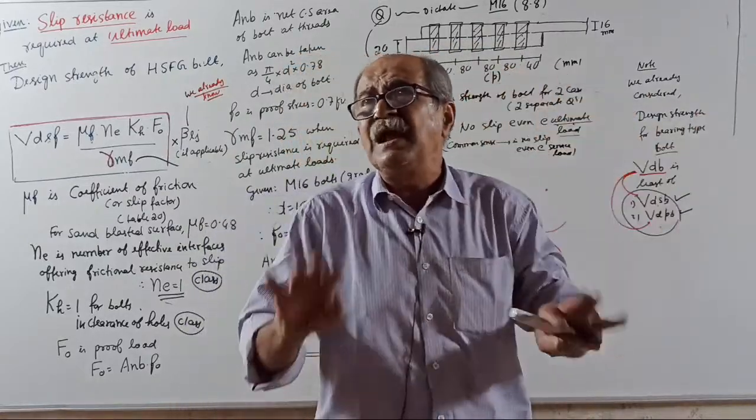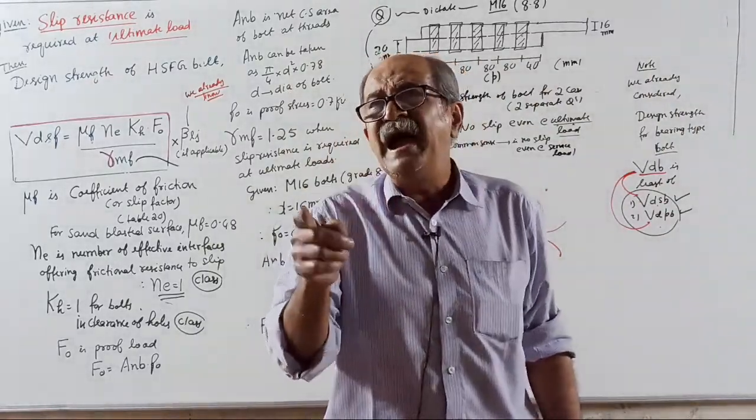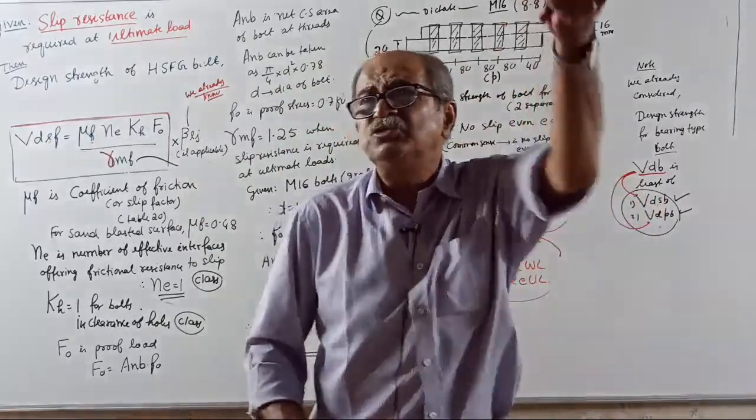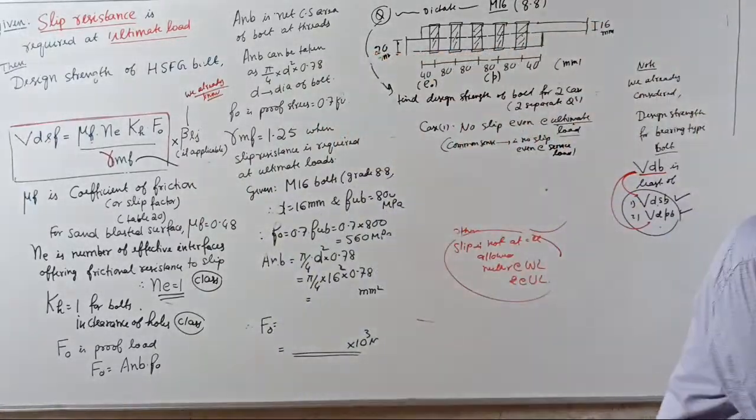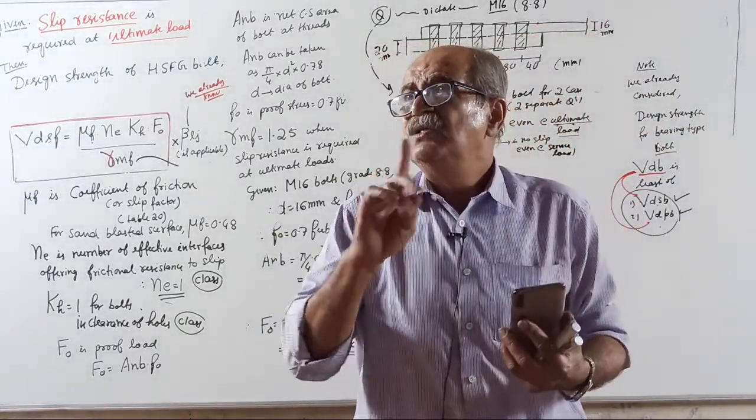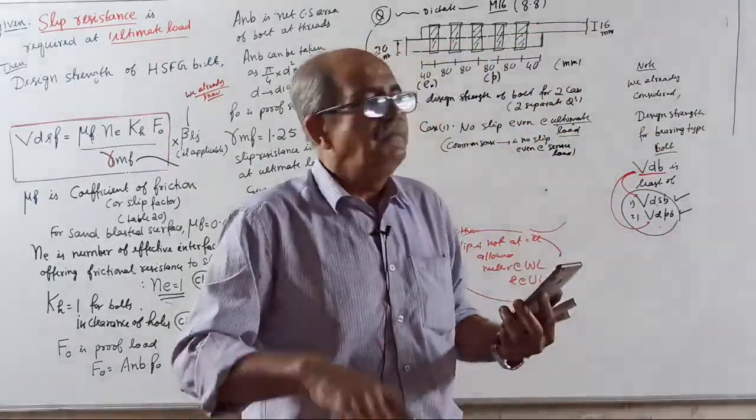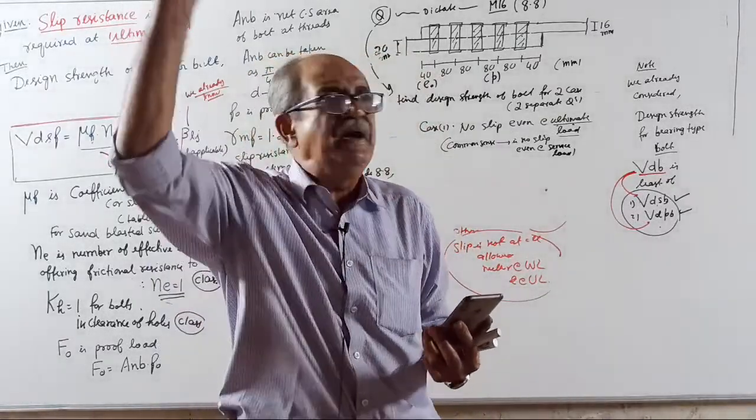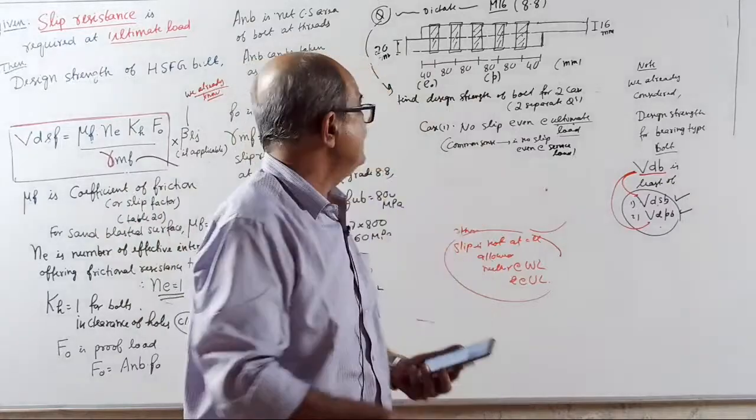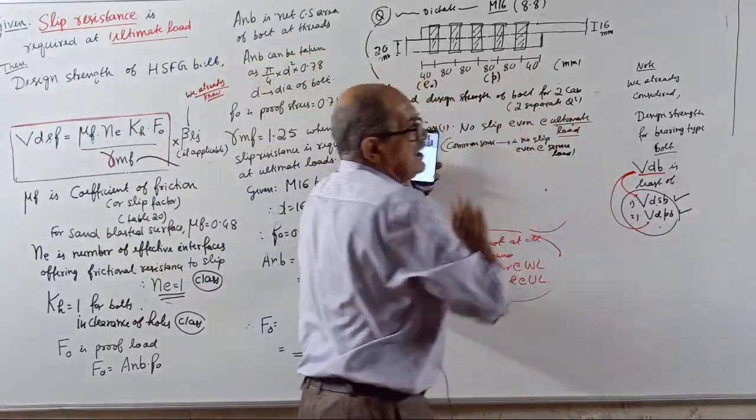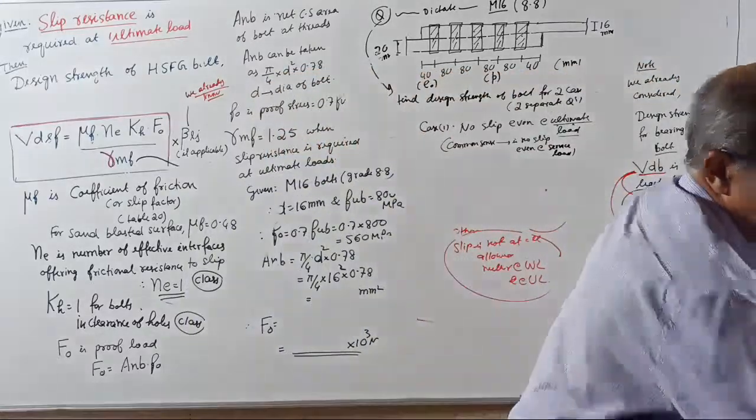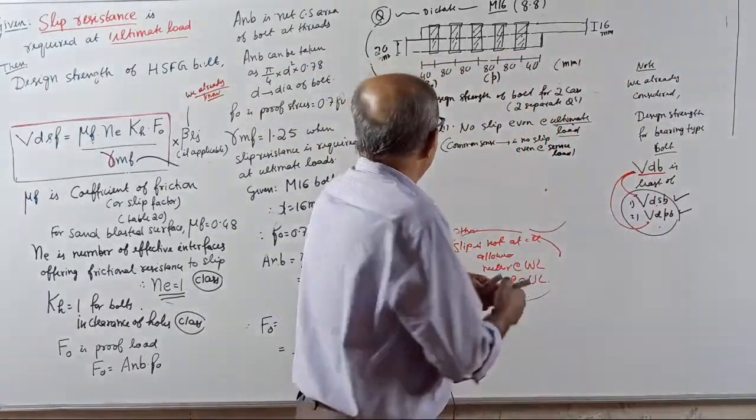After 60, trouble starts. Or Bangalore to Mandya, no traffic problem, Mandya to Mysore, traffic problem. Clear? The second case is the reverse. The first case is Bangalore to Mysore, no traffic problem, fully free, no traffic jam, nothing. That is, no slip at ultimate load means no slip at service load also. Okay, done. Procedure. Right, note.